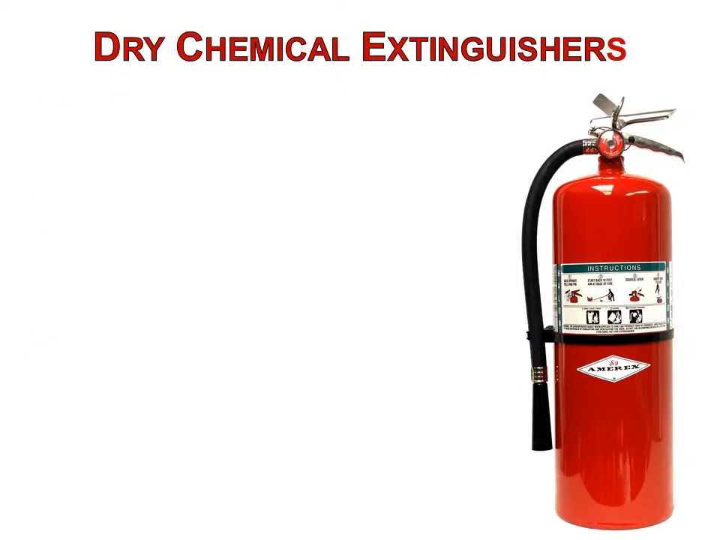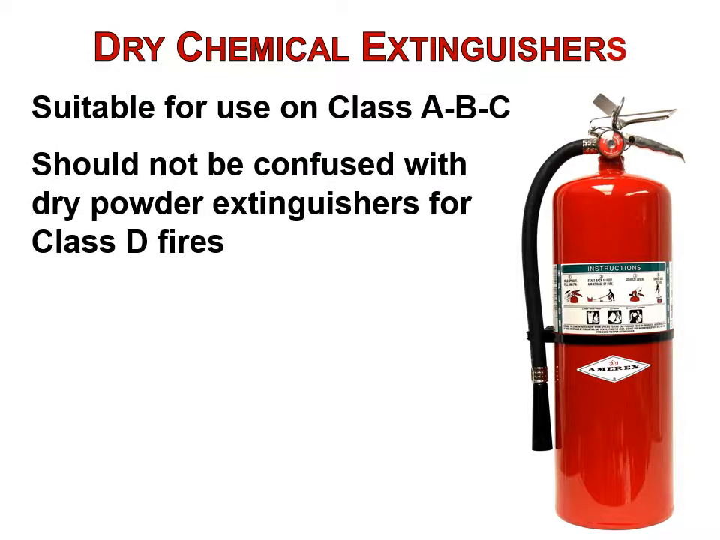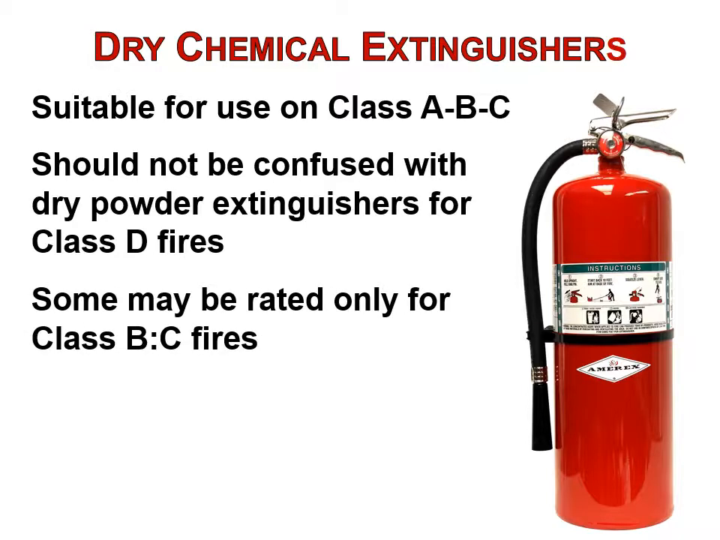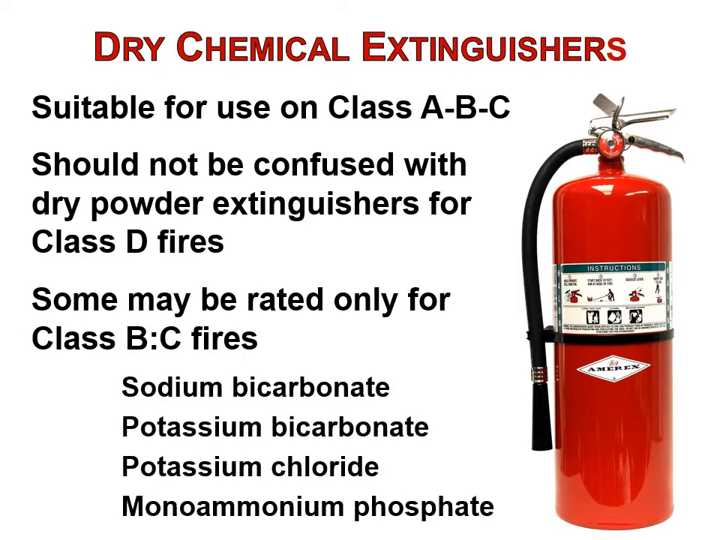A dry chemical extinguisher is suitable for use on ABC fires. It should not be confused with dry powder extinguishers, which are used for Class D fires. Some of these may be rated for Class B and C fires and not A's. You have to just look at the label. Commonly used dry chemicals: sodium bicarbonate, potassium chloride. Usually mixed with additives for moisture resistance and to prevent caking.